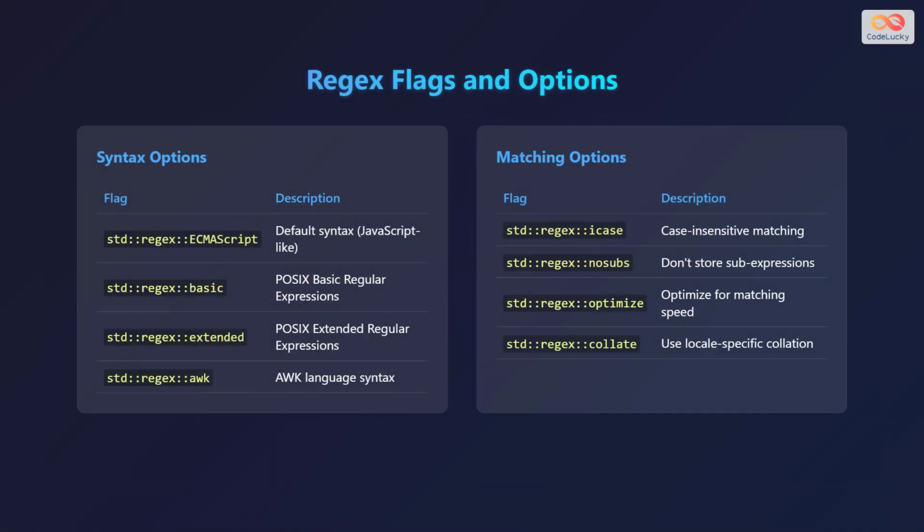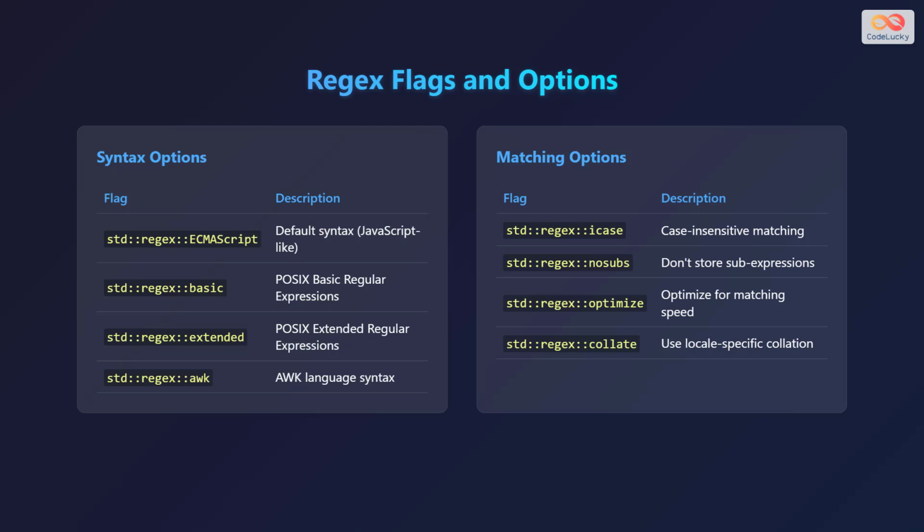The C++ regex library provides various flags and options to customize the behavior of regular expression matching. These flags can control the syntax and matching options. Syntax options include std::regex::ECMAScript, which is the default syntax and is similar to JavaScript regular expressions; std::regex::basic, which uses POSIX basic regular expressions; std::regex::extended, which uses POSIX extended regular expressions; and std::regex::awk, which is specific to the awk language syntax.